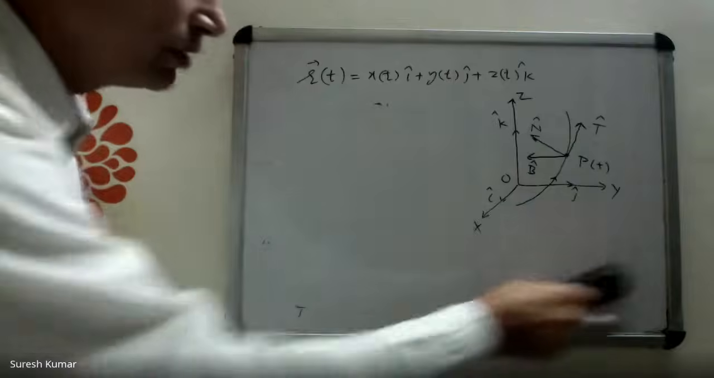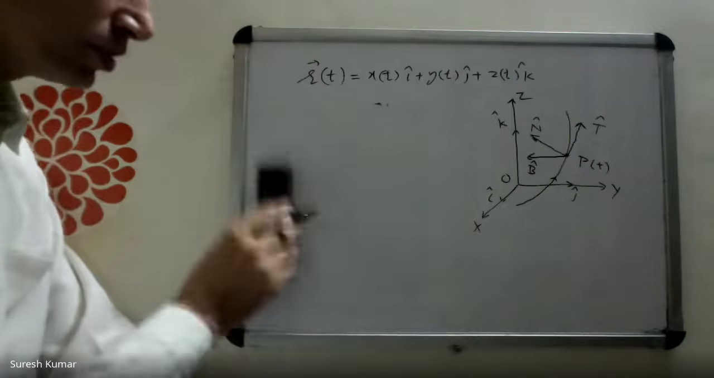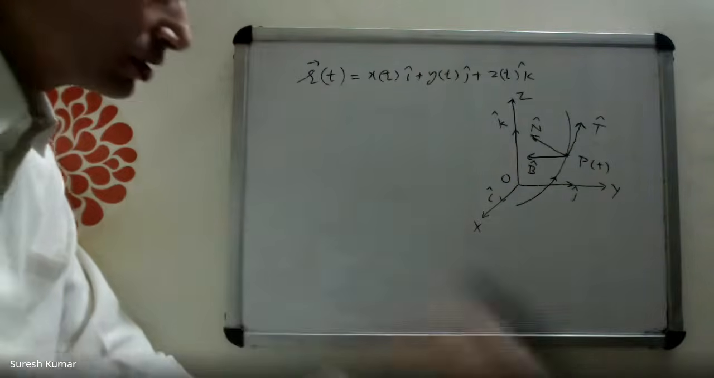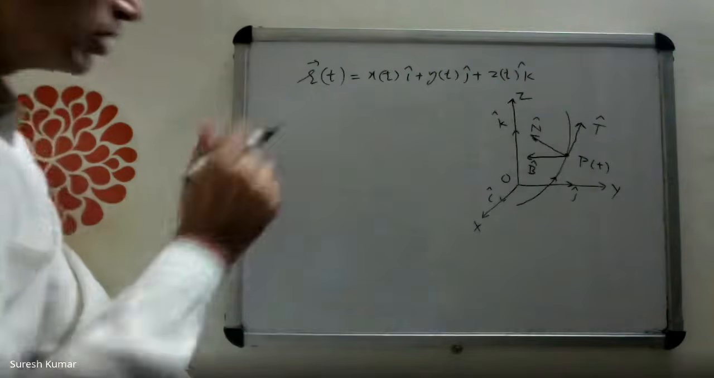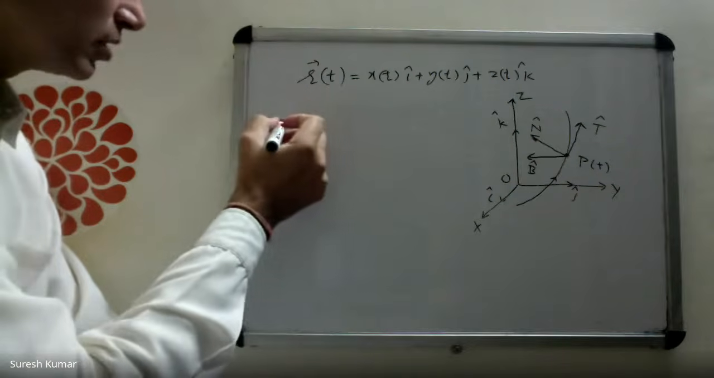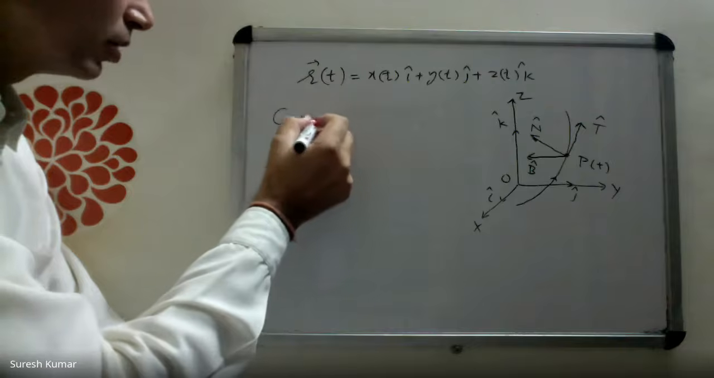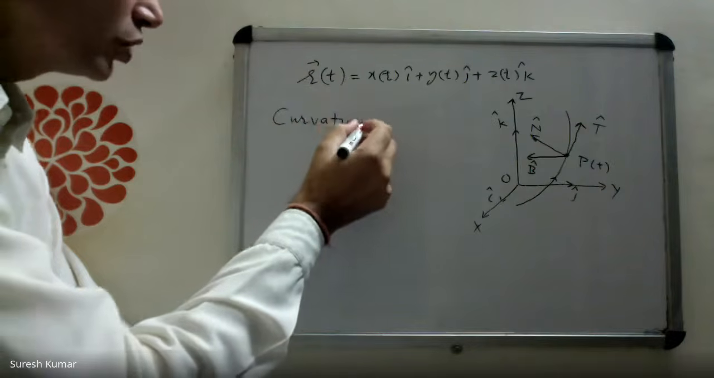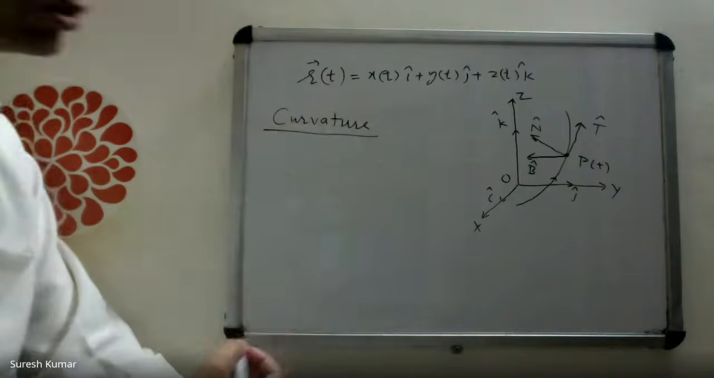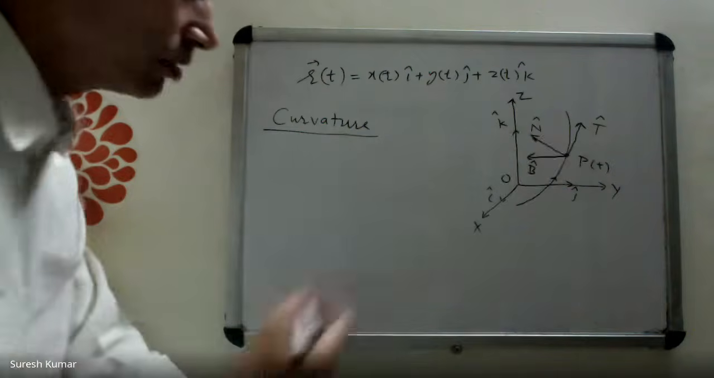Okay, now I define two important parameters which characterize the properties of this curve in space. One is curvature, the other is torsion. Let's first see what is curvature. Curvature of the curve at point P.